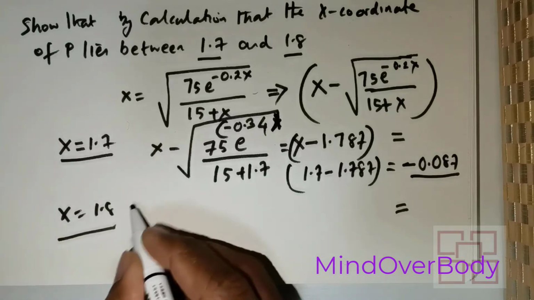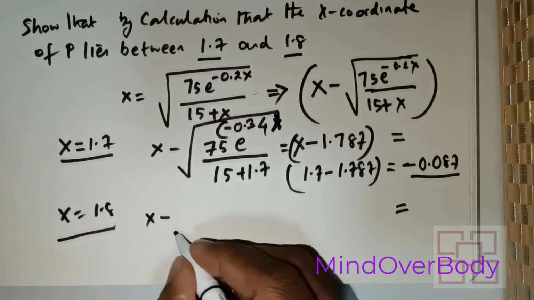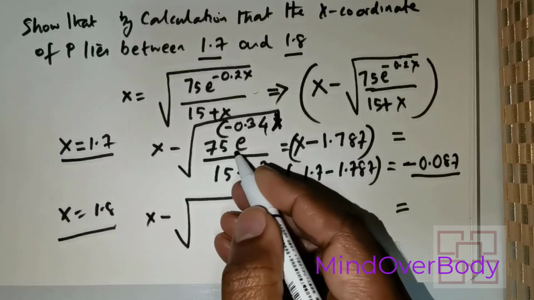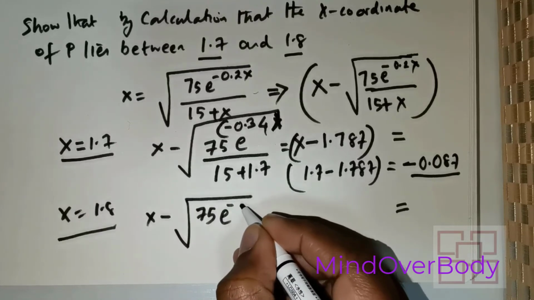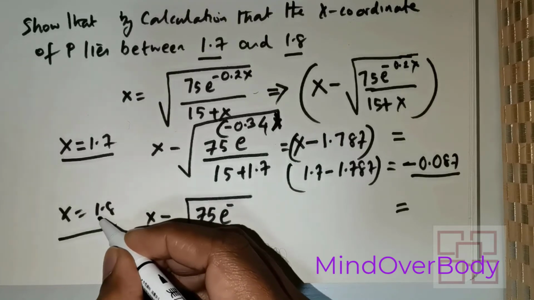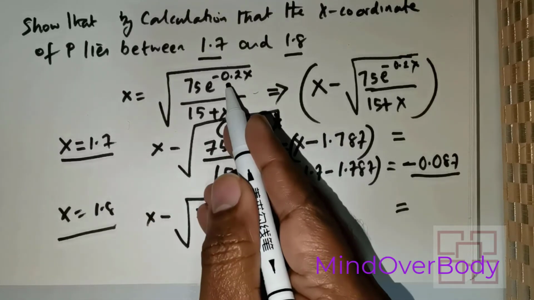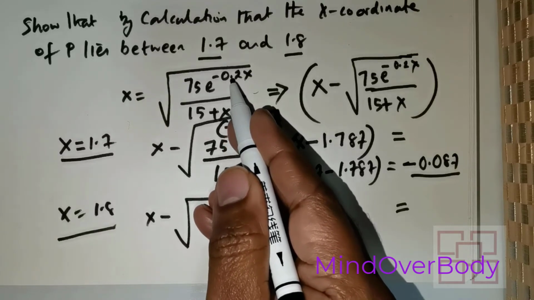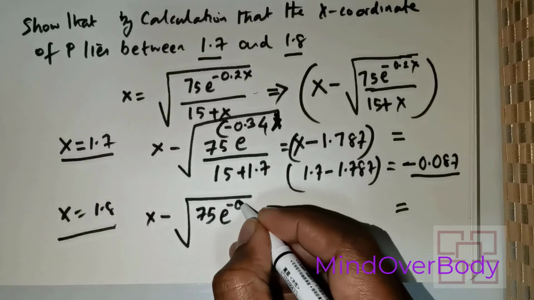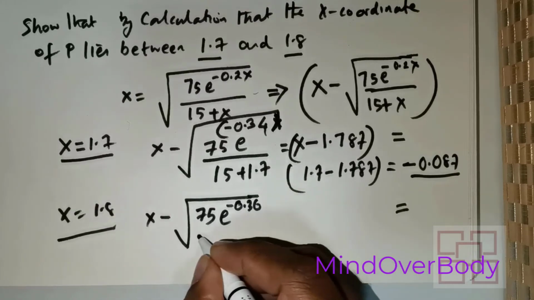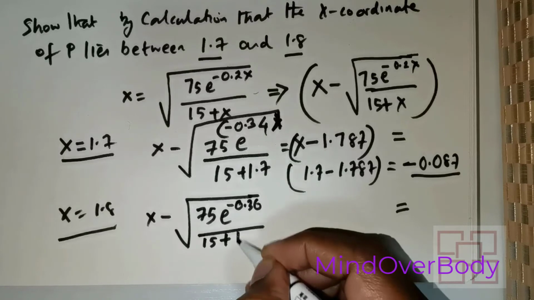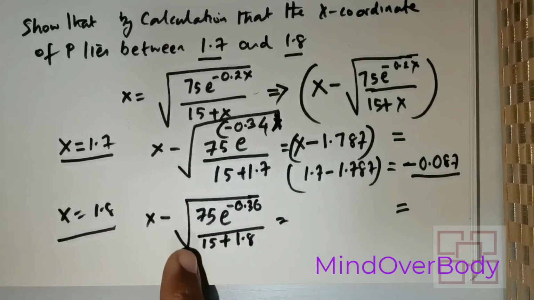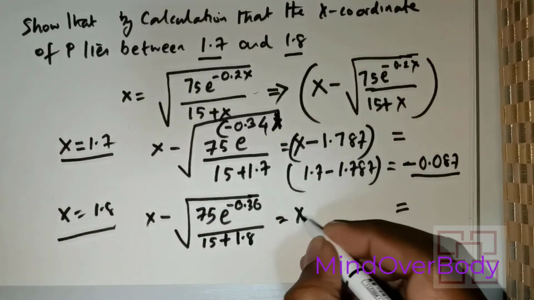The sign is negative. Now for the second quantity, we are going to substitute x is equal to 1.8 in the same expression. So that's going to be 75 e raised to the power negative, now when x is equal to 1.8, that has to be substituted here, and when multiplied with 0.2 would give us 0.36. Now that has to be divided by 15 plus, in place of x, 1.8. So we would now use our calculator and find out exactly what value we are getting.